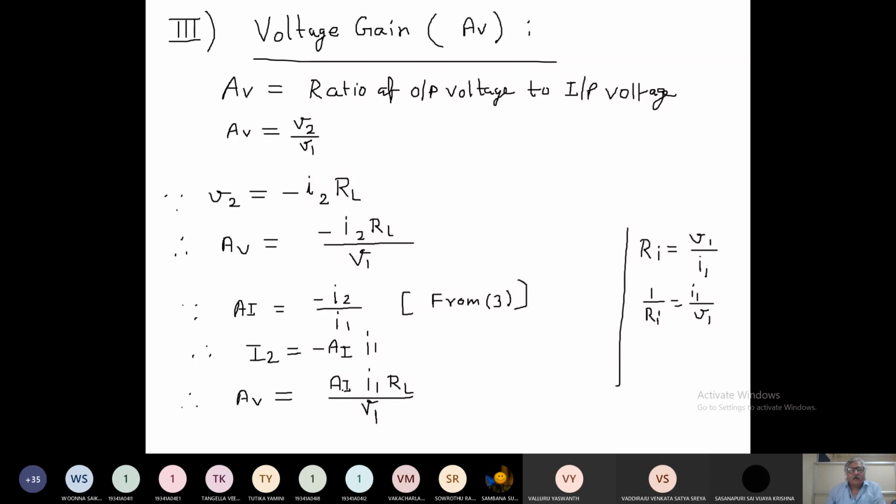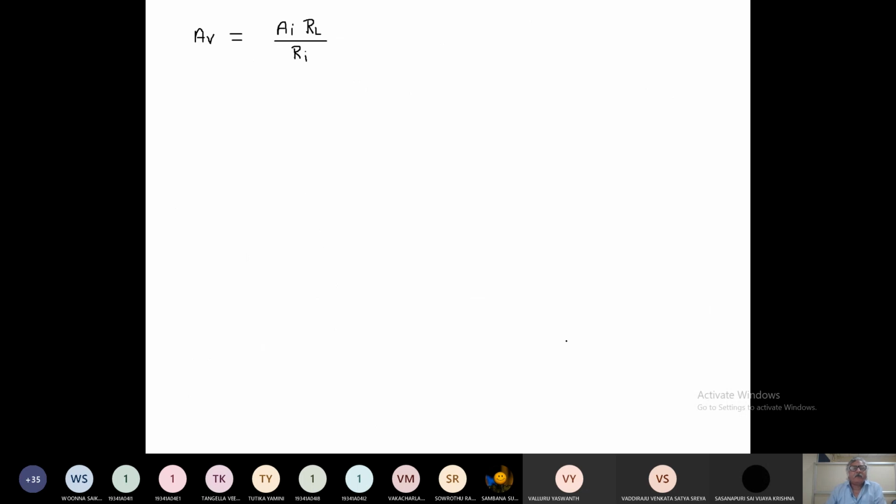So now the voltage gain will become equal to the current gain multiplied by RL divided by Ri, right? You can see here this AI and RL, right? I1 by V1 will be 1 by Ri. So I1 by V1 I have replaced with 1 by Ri.